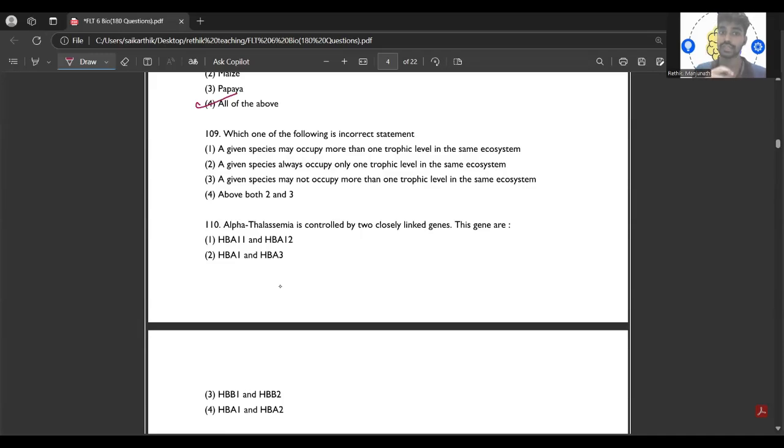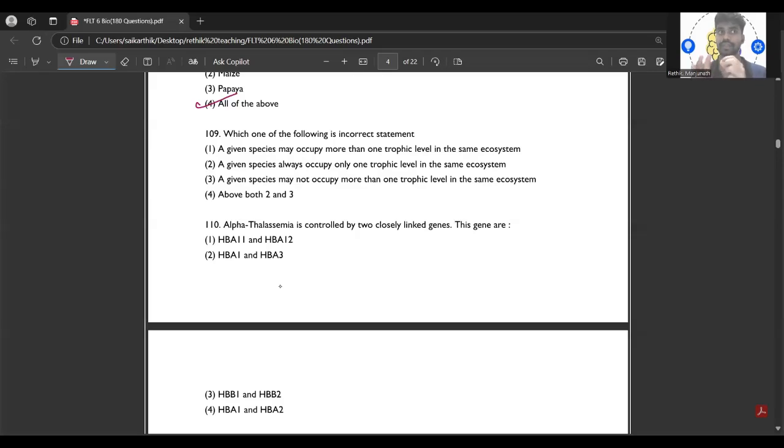So a given species may occupy more than one trophic level in the same ecosystem. A given species always occupies only one trophic level in the same ecosystem. A given species may not occupy more than one trophic level in the same ecosystem. Above, both 2 and 3. So one must remember that the trophic level represents a functional level, correct? Not a species as such. So a given species may occupy more than one trophic level in the same ecosystem at the same time.